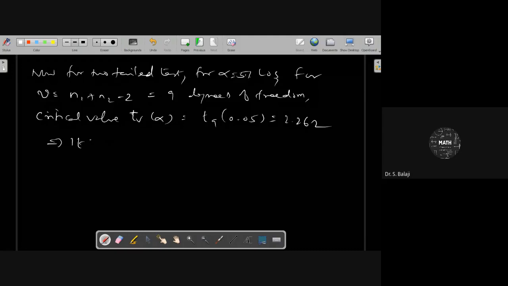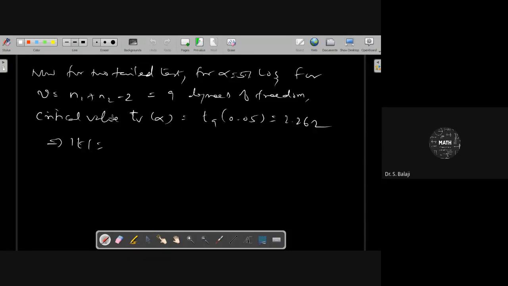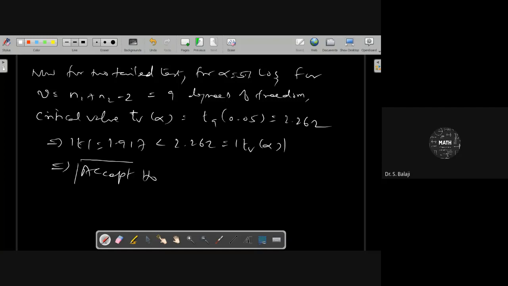This implies the modulus value of t here is 1.917. 1.917 is less than 2.262, the modulus value of t of alpha. This implies accept H naught. In the t test, we are getting accept H naught.